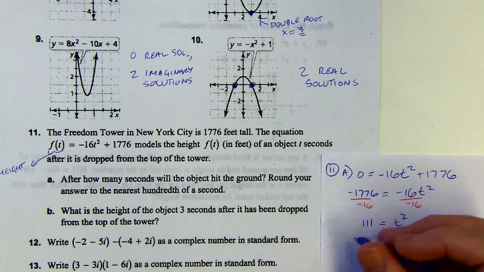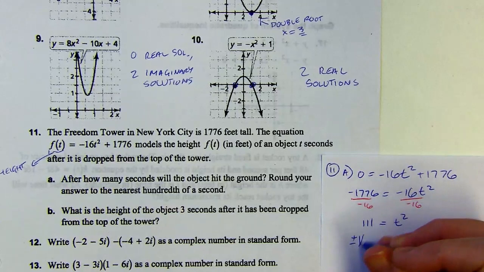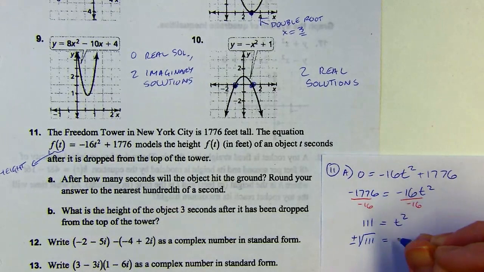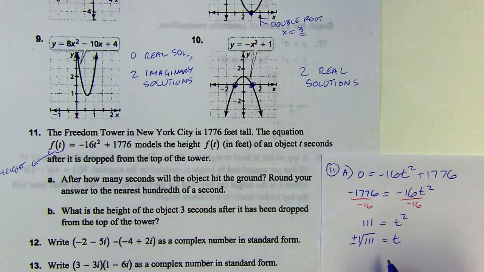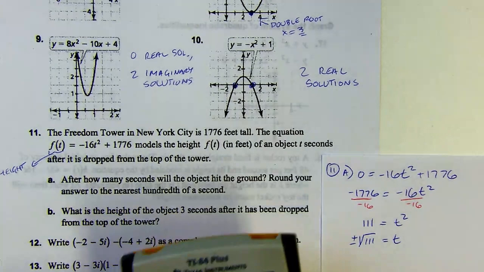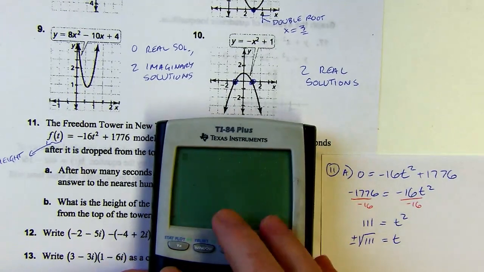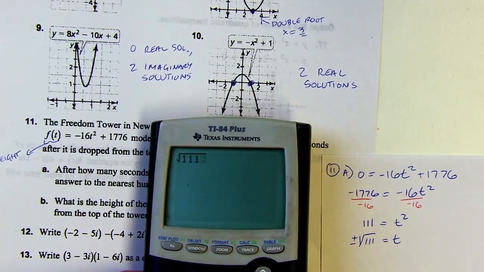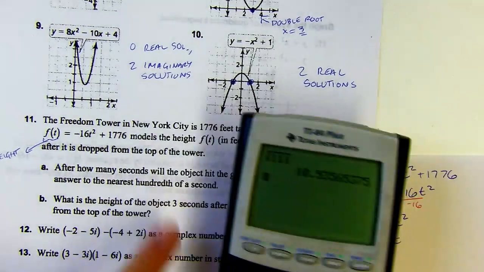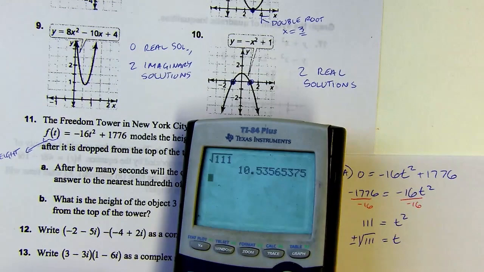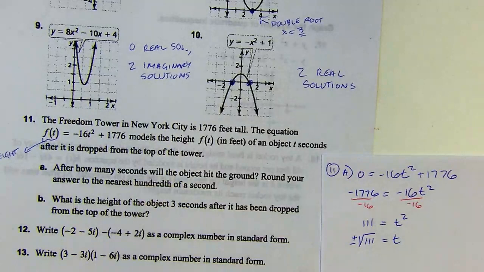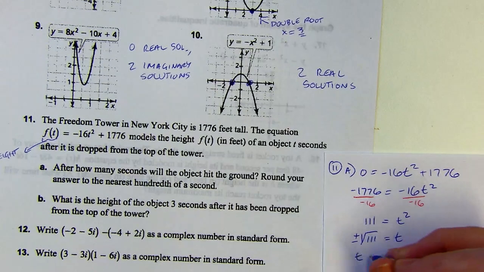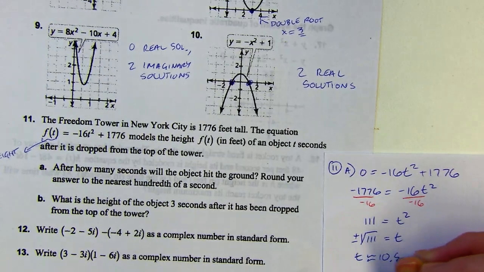Okay, now I'm going to take the square root of both sides of this equation. Means plus minus. But wait a second, we're talking about time here, so you can't go back in time, really, right? So for my final answer, I'm just going to use the positive root, because that's the only one that makes sense here. Algebraically, it's positive or negative, but in the context of the word problem, it's not. And I'm just going to round to the, oh, it says round to the nearest hundredth, so that's going to be 10.54 then. Okay, so my time then, it's going to hit the ground after about 10.54 seconds.